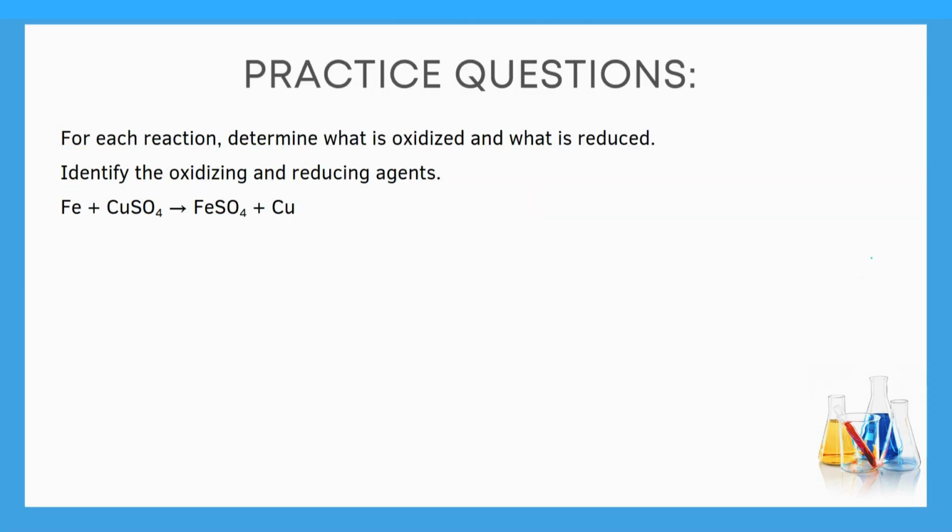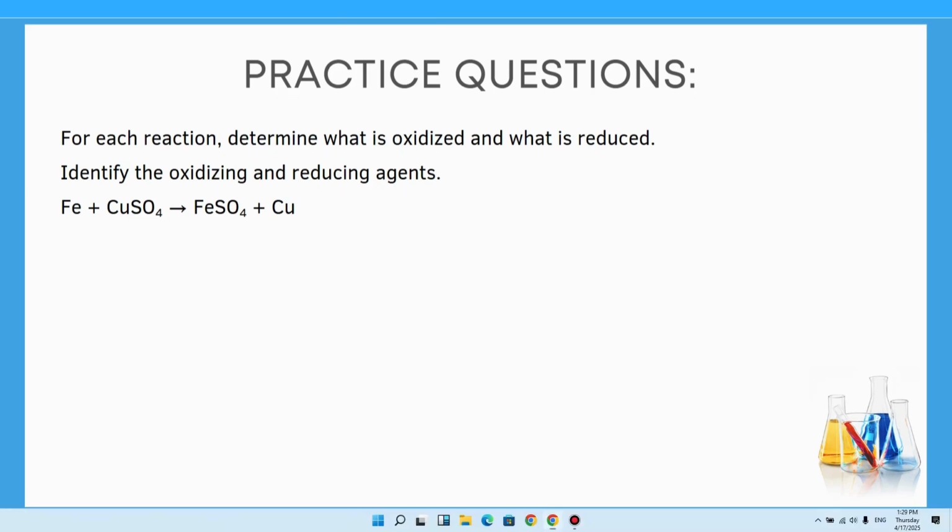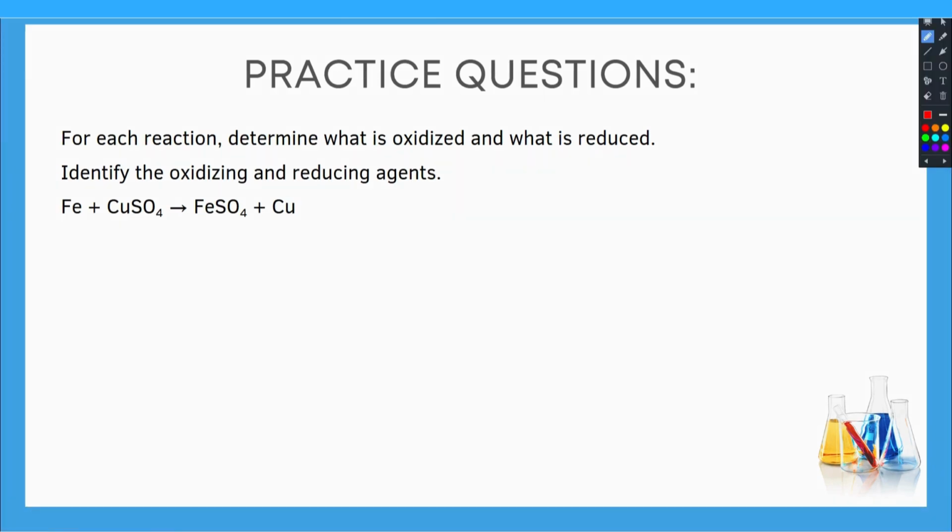All right, now, here are some practice questions that I want you to handle. I'll do one or two and then leave the rest for you to try your hands on so that you can become familiarized with it. So let's tackle this first question. For each reaction, determine what is oxidized and what is reduced. Identify the oxidizing and the reducing agents.